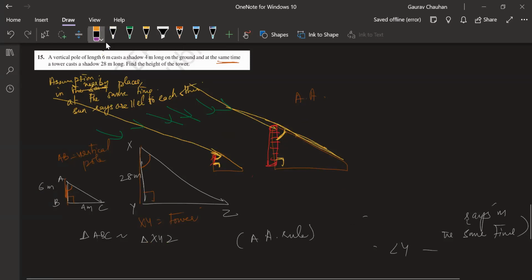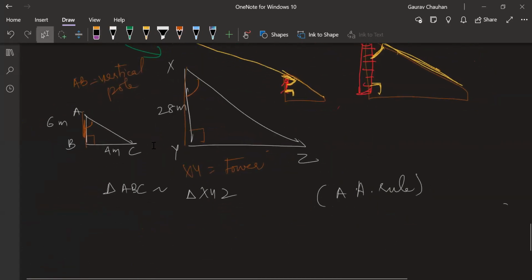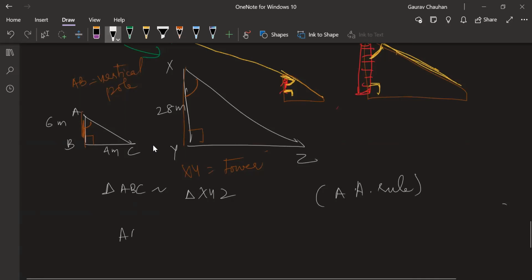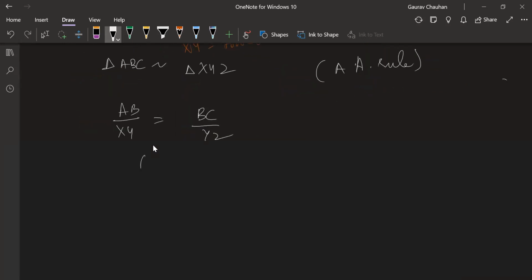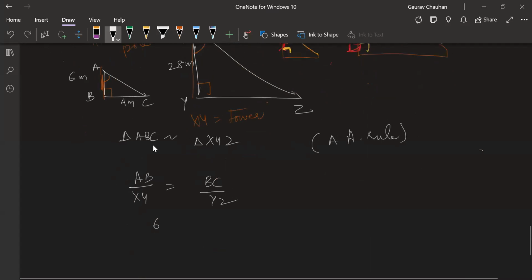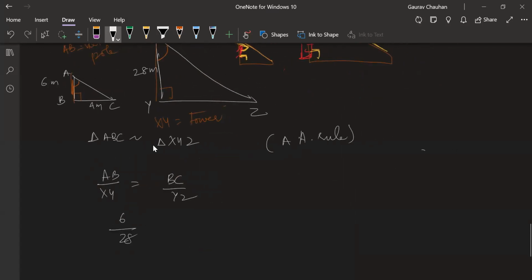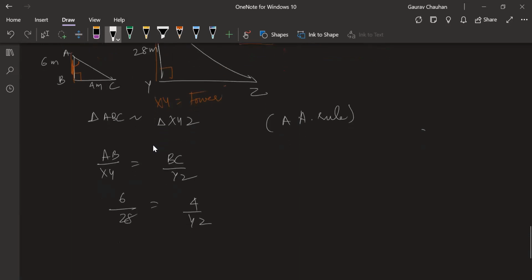That means if these two triangles are similar, then their sides are in the same ratio, so AB by XY is equal to BC by YZ. AB is 6, XY is 28, equal to 4 by YZ. Calculate YZ. YZ is equal to 4 into 28 by 6.